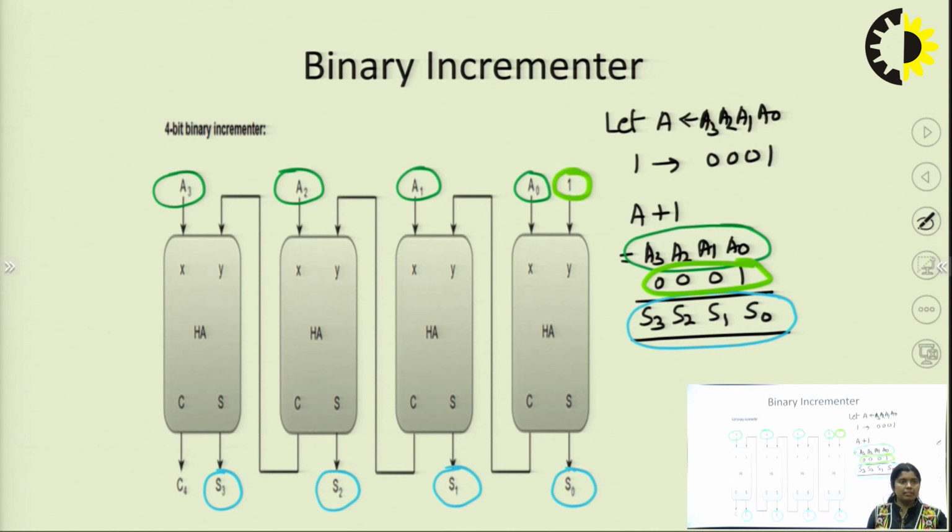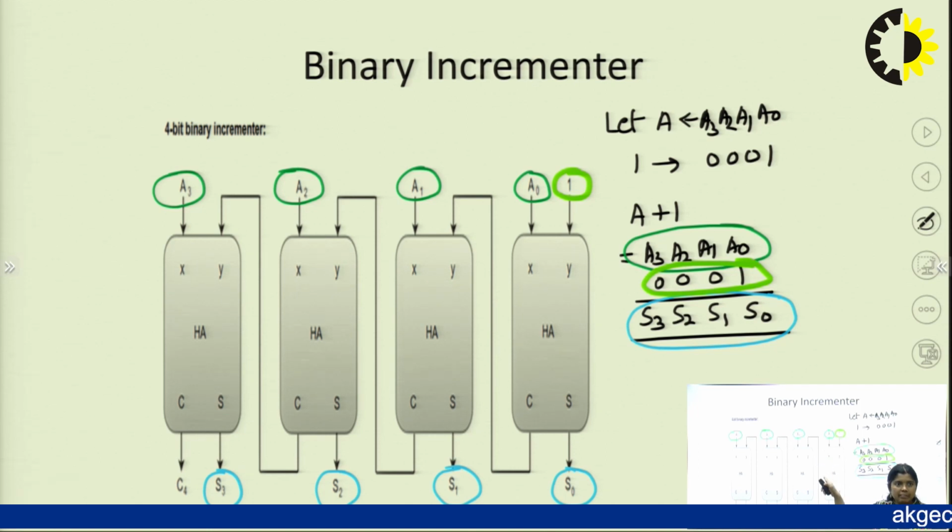Now, the next circuit is the binary incrementer. An incrementer is what? When we compute A plus 1, we use it as a binary incrementer. In this example, we are taking the 4-bit binary incrementer. That's why 4 half adders will be considered. Here A0, A1, A2 and A3 are there. A is the 4-bit value and the 1 is written as 1 bit.